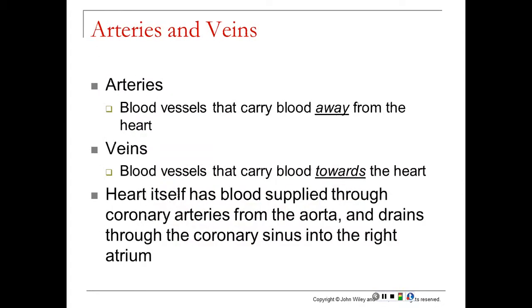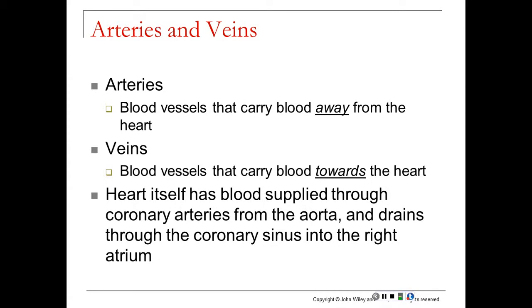Let's talk about arteries and veins. I was kind of alluding to them in that last diagram. Arteries carry blood away from the heart, and veins carry blood toward the heart. The heart itself is supplied through the coronary arteries, which branch off of the aorta. The aorta is the big major artery coming off of the heart. And then those coronary arteries drain into something called the coronary sinus, which dumps into the right atrium.